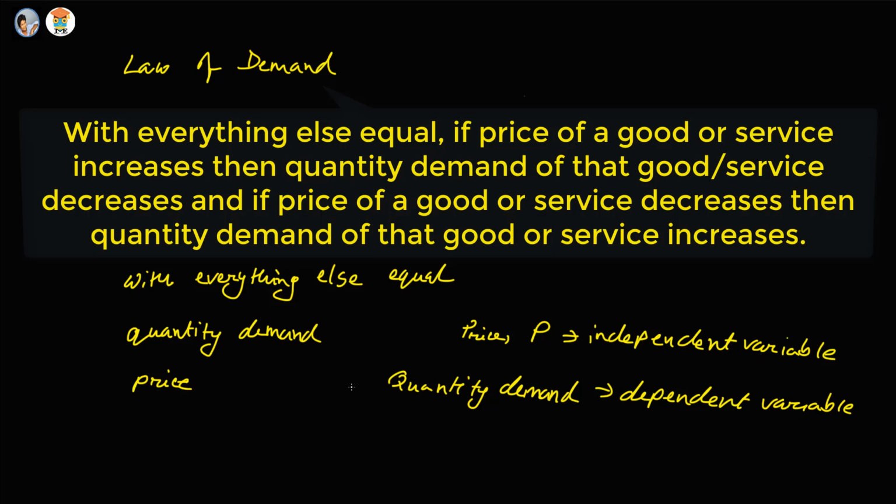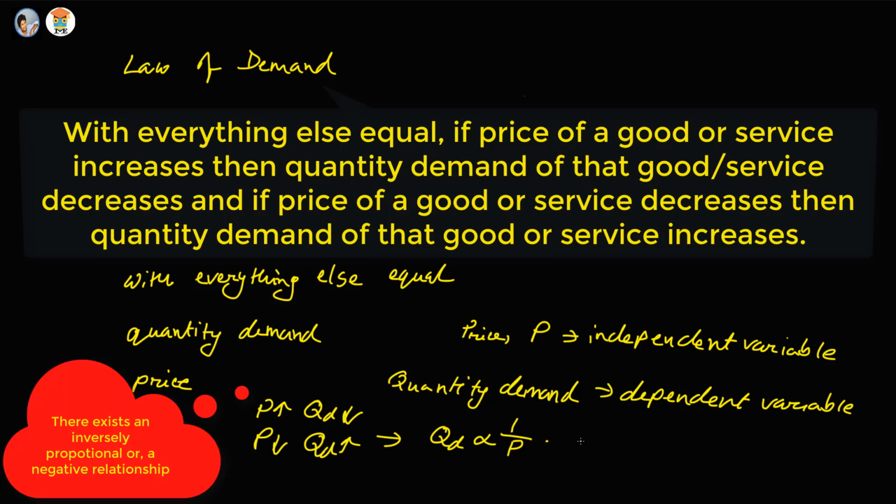Here there is a specific relationship between price and quantity demand. Now what is the relationship? If there is an increase in price, quantity demand decreases with everything else equal, and if there is a decrease in price, then quantity demand increases. This kind of relationship is known as inversely proportional relationship. Therefore, we can write quantity demand is inversely proportional to price.